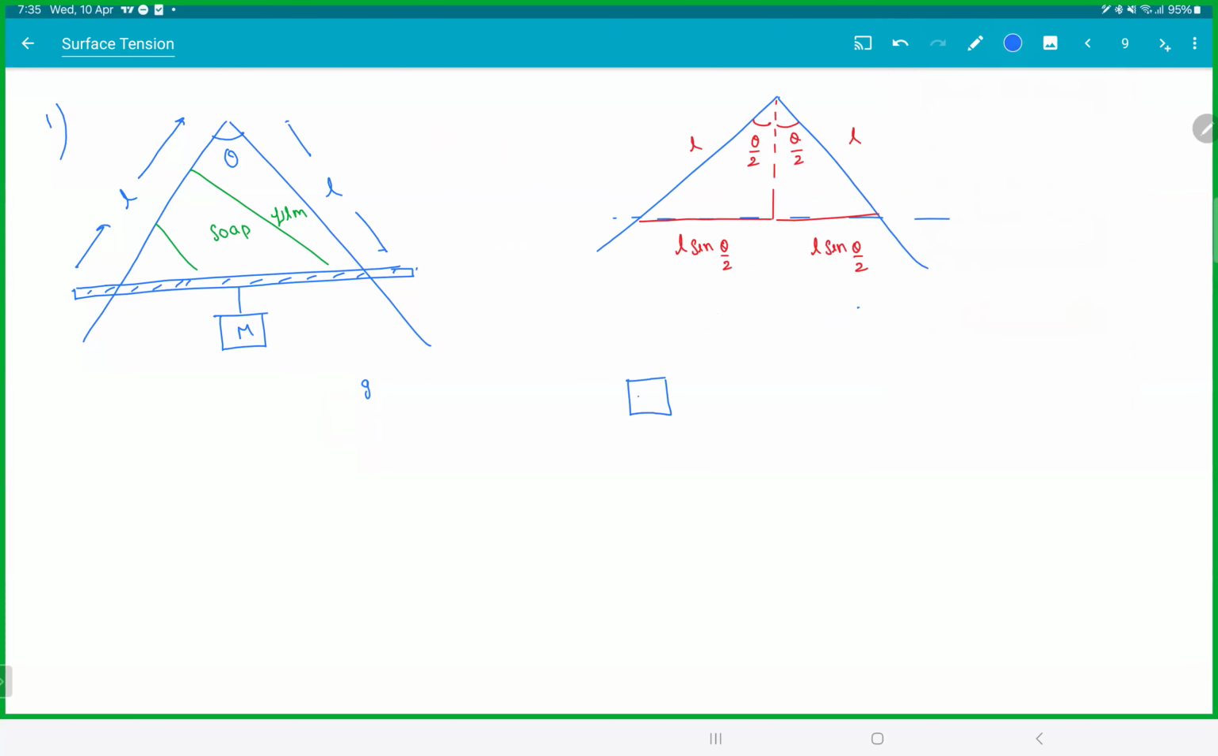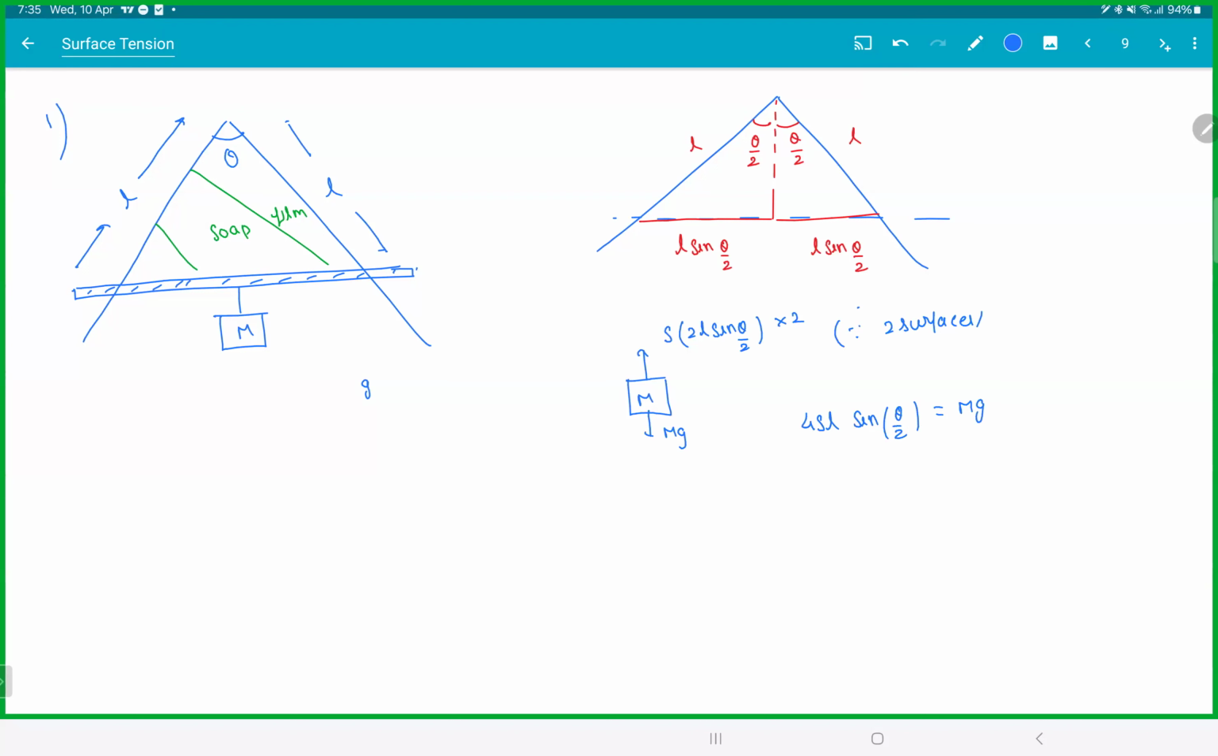So if you draw the FBD of this block, we have S, the length is 2L sine theta by 2, into 2. Why? Since there are two surfaces. And mg. Equilibrium: 4SL sine theta by 2 is equal to mg. Find the time period. That's an easy one.